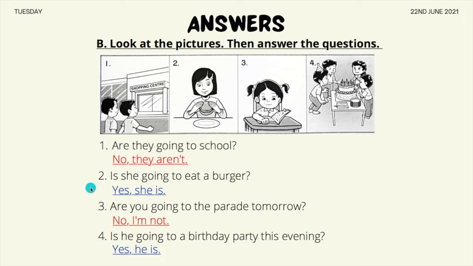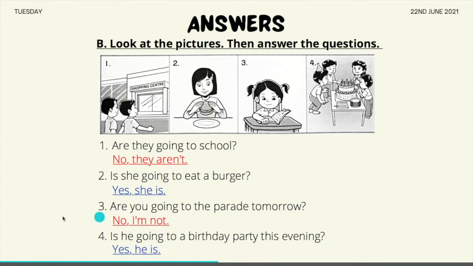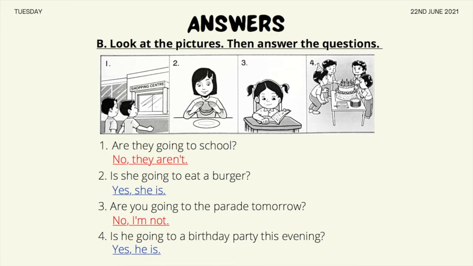Number 2. Is she going to eat a burger? Yes, she is. Look very carefully. There is a comma here and a full stop at the end of every sentence. Next, number 3. Are you going to the parade tomorrow? No, I'm not. The last one. Is he going to a birthday party this evening? Yes, he is. You can pause this second to allow you to check your answers and compare it with mine.